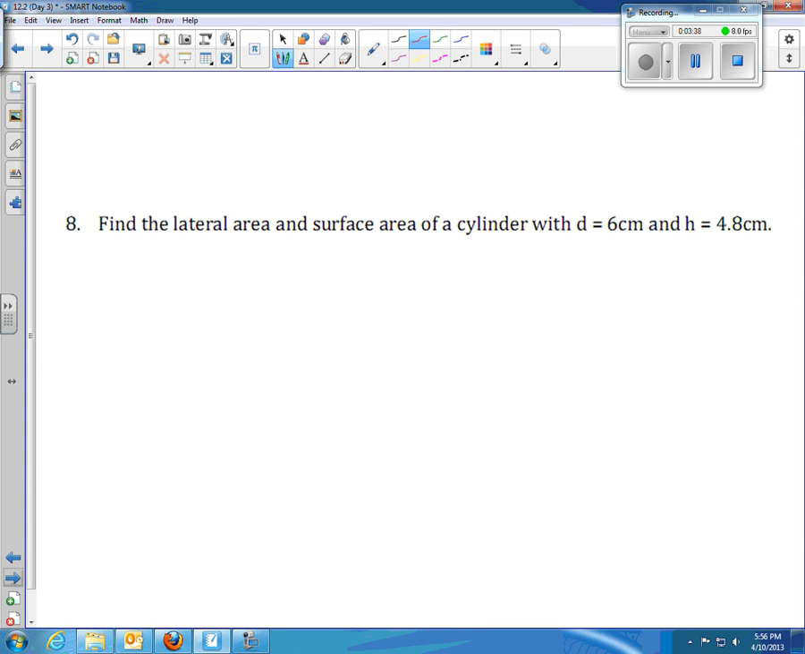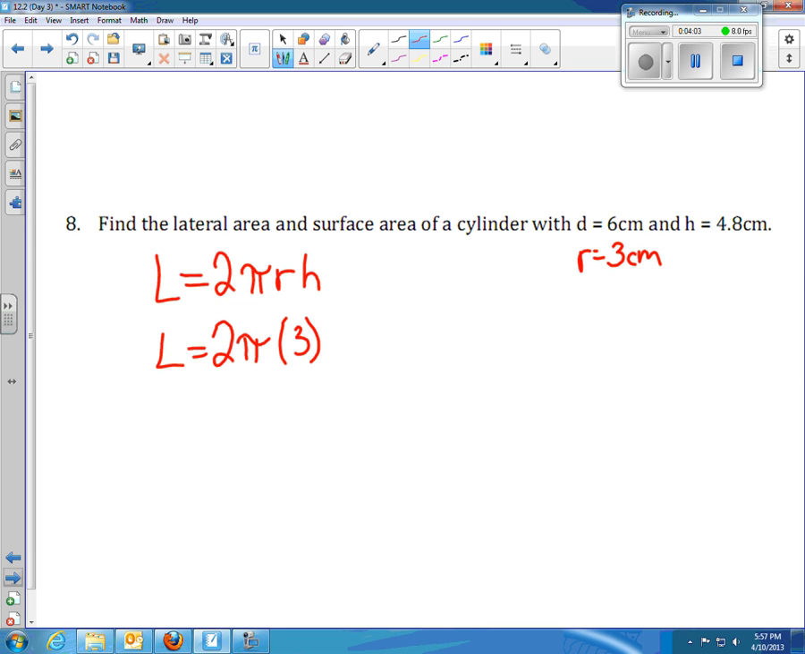All right, let's do one more. Find the lateral area and surface area of the cylinder with a diameter of 6 and a height of 4.8. This time the diameter is 6, so what's the radius? Well, the radius is half of that. All right, so lateral area, remember, is 2 pi times the radius times height. 2 times pi, our radius we just discovered is 3, times our height of 4.8. Pause the video and type that into your calculator. And you should get 90.4 centimeters squared.